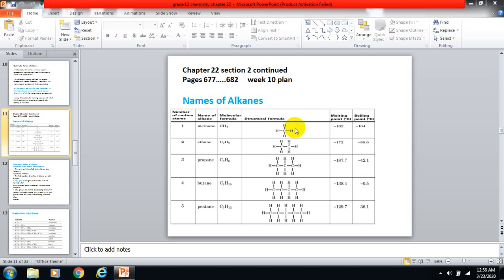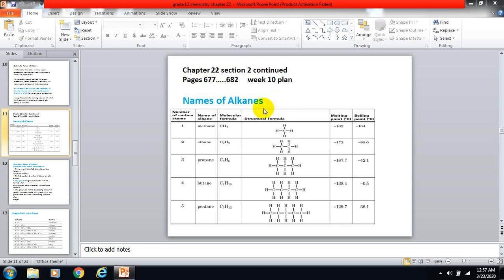As you know, we have chapter 22, section 2 in a continuous manner. We will continue section 2 again. And according to the weekly plan 10, we will cover this week the pages from 677 to 682.